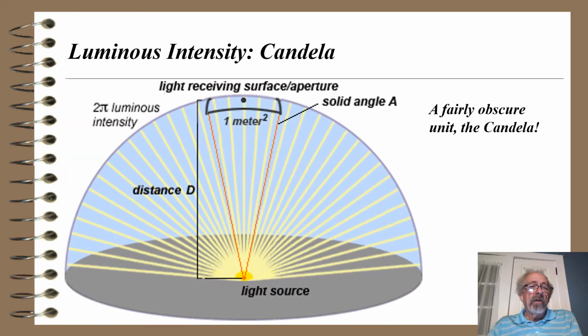As far as luminous intensity, the candela is used. So this shows a light source, and it shows a half of a hemisphere, semisphere, I guess you call it. And it's a fairly obscure unit, the candela, but it shows that on the surface, some distance d from that light source, we get 1 square meter, and we would use that as the intensity of the light source at some distance d.